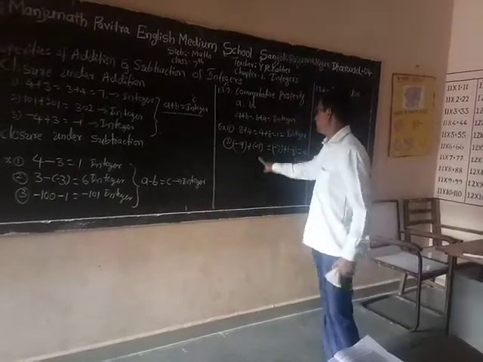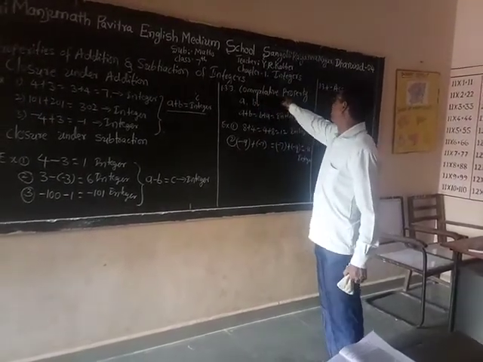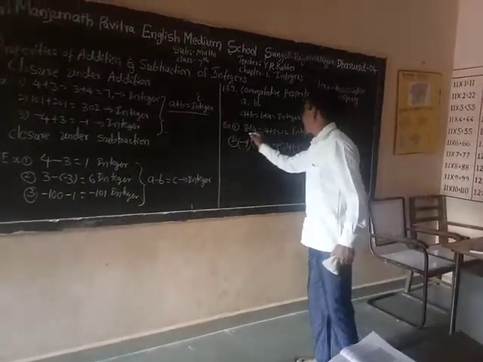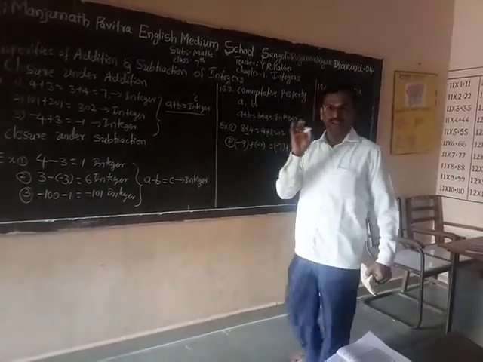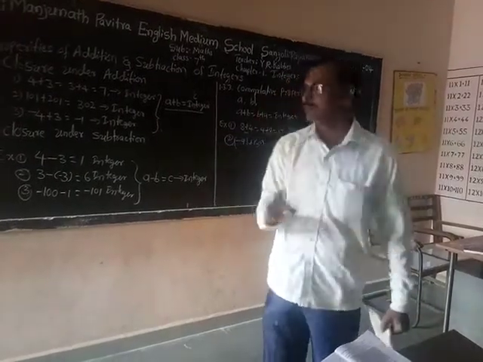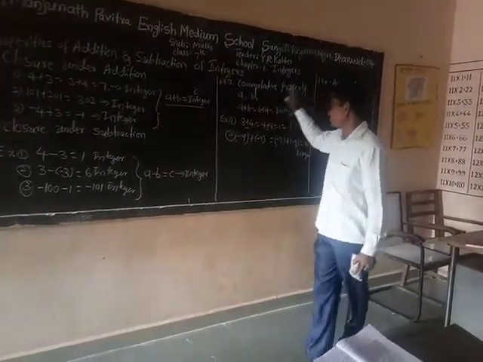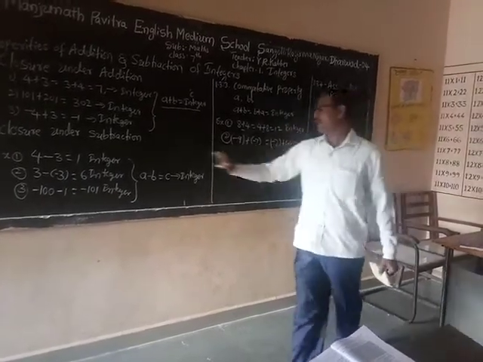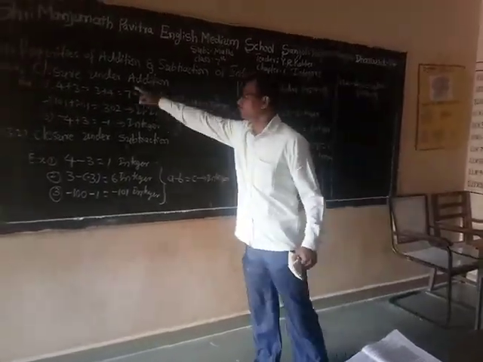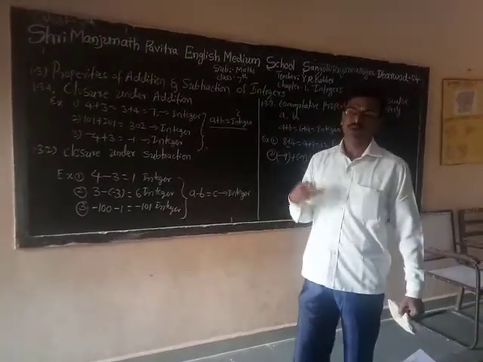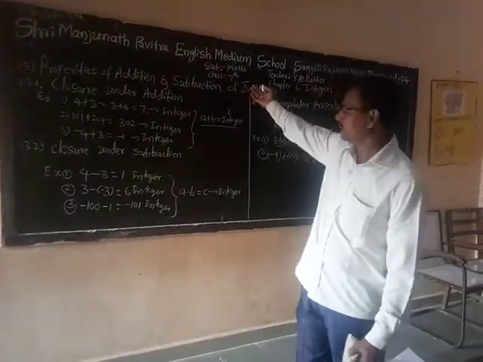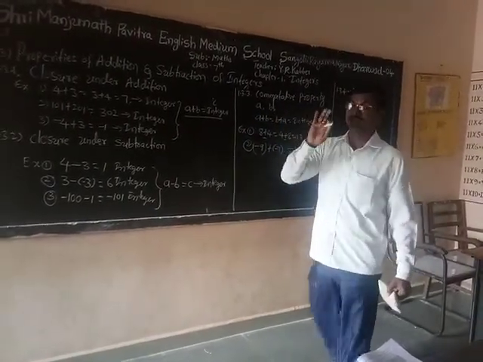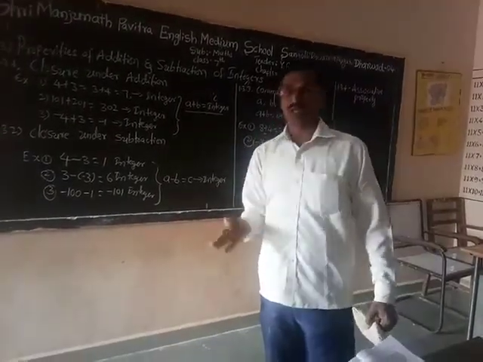This property is called the commutative property under addition. Children, students, keep in mind that this property belongs only to addition and multiplication, not to subtraction. The closure property holds under both operations, addition and subtraction, but the commutative property holds only for addition, not for subtraction.